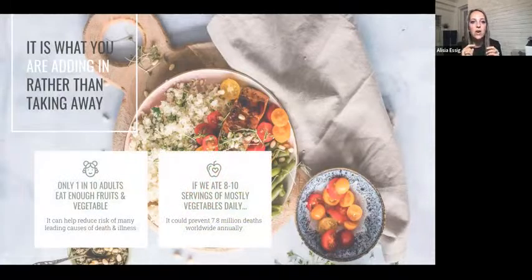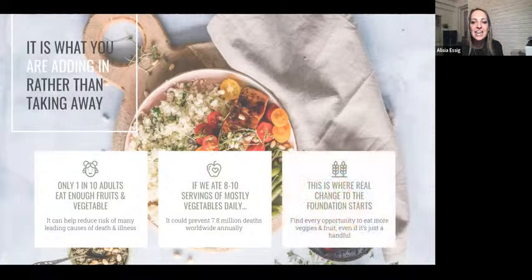So I want to conclude that it's more important what you're adding in than what you're taking away, right? Only 1 in 10 of us are eating enough fruits and vegetables. But if we ate 8 to 10 servings of mostly vegetables, it could prevent 7.8 million deaths worldwide annually. That's how important it is to add in more vegetables. That's where the foundation starts. Let's not stress about what we're taking away yet. I do want you to eventually reduce the cheese, reduce the meat.